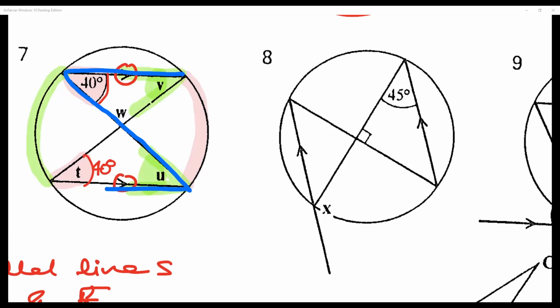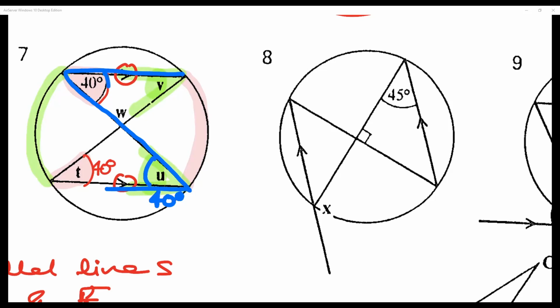What do you use? Look at the screen. Look at the blue, the letter. What letter is it? Z. What's the angles called? Alternate. Alternate angles. Yes. Right. So U is equal to what? 40 degrees because alternate angles are equal.